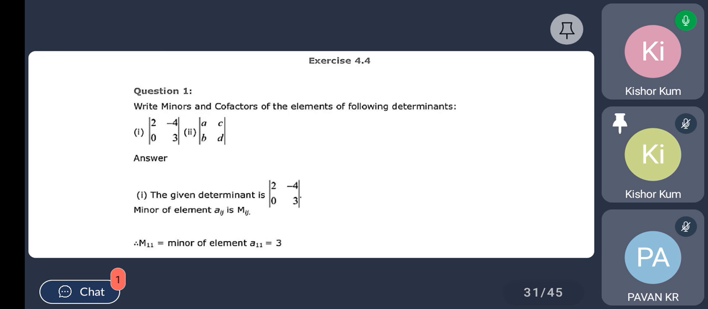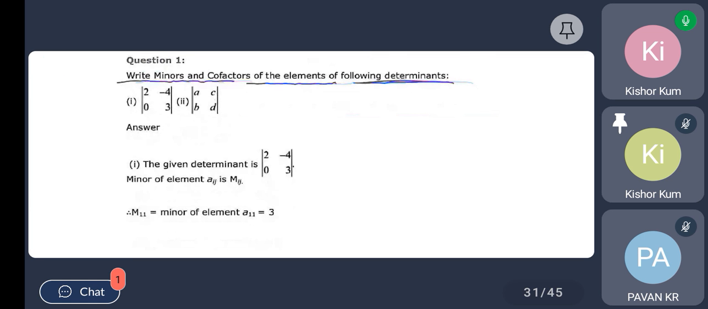Here we have to write the minors and cofactors of the elements of the following determinants. So here you have two sub questions. The first sub question: 2, minus 4, 0, 3. The second sub question: a, c, b, d. Now we can observe one thing. If you have a 2 by 2 determinant, it's very easy to calculate the minors and the cofactors, because you have only 4 elements. Let's see how to calculate the minors and the cofactors.